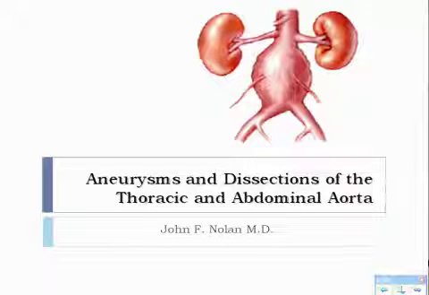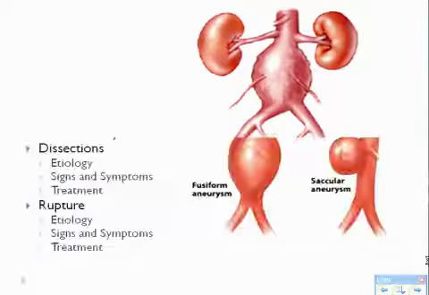Today's discussion is going to be on aneurysms and dissections of thoracic and abdominal aorta. We don't really have the time to go into the neurosurgical aneurysms that we need to talk about maybe later down the road. But we don't do that many aneurysm clippings here. We do a lot of thoracic and abdominal aortic repairs.